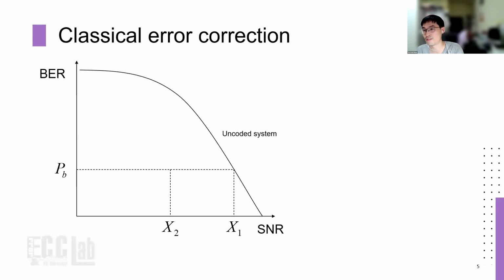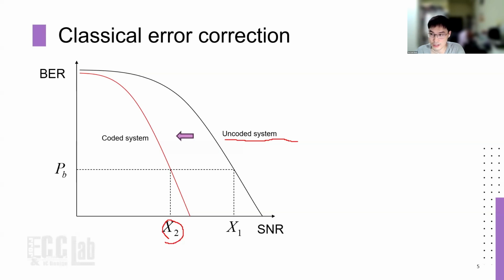So what is the difference with or without error correction? Suppose now we know the performance of an uncoded system. Then by using error correction, the curve moves to the left. So now the system in a more noisy environment, say X2, can still maintain the same error rate. Alternatively, in the same environment, for example, X2, the coded system can provide a lower error rate.